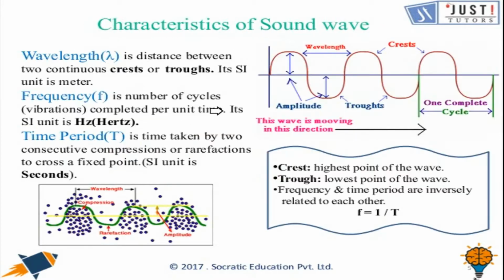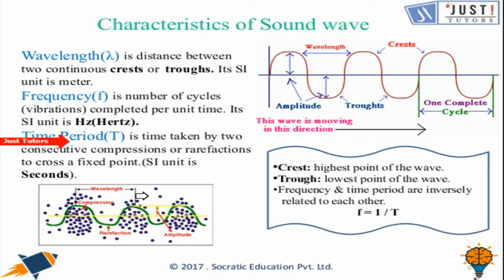Now we will discuss some characteristics of sound waves. Any kind of wave has these characteristics like wavelength, frequency, and time period. So let's discuss that. If we talk about wavelength, wavelength is the distance between two consecutive crests or troughs. And as it is a length, its SI unit is meter.